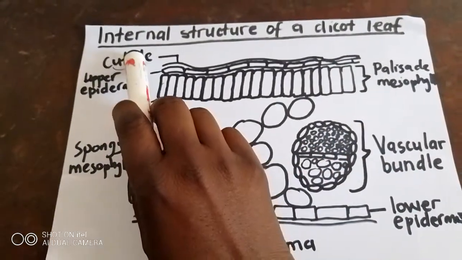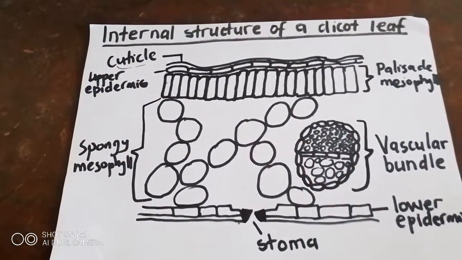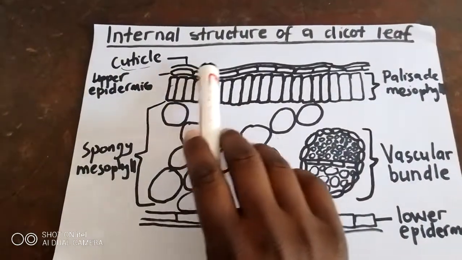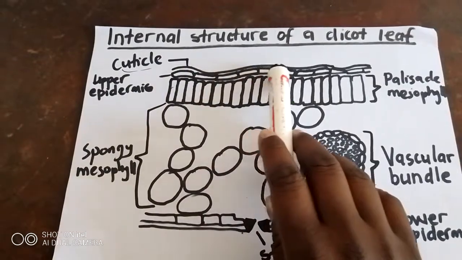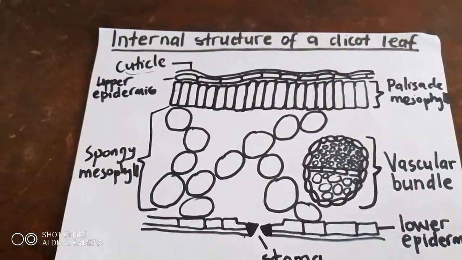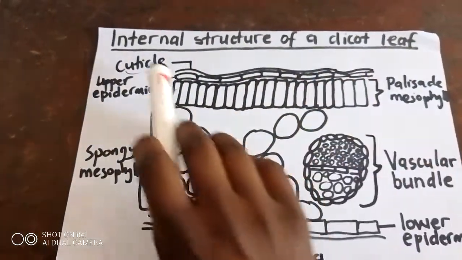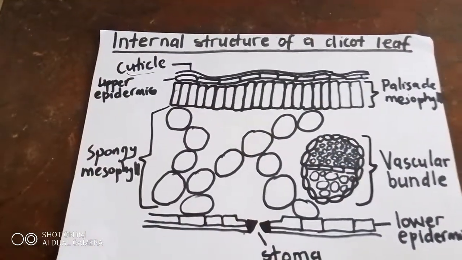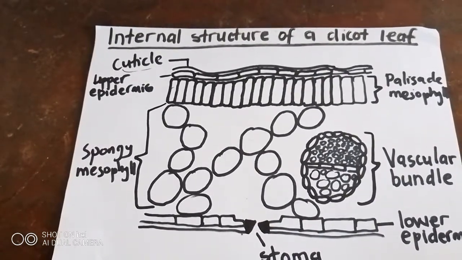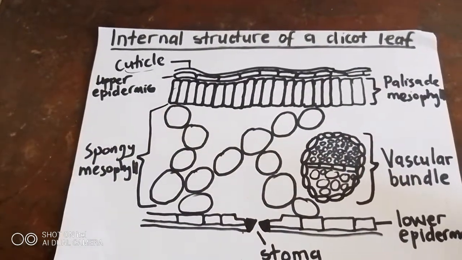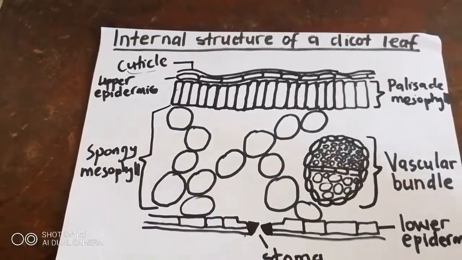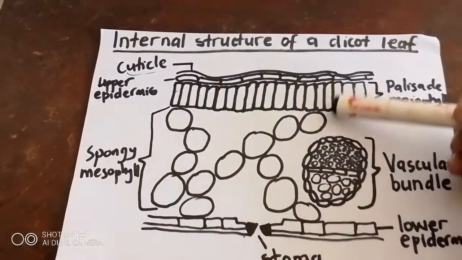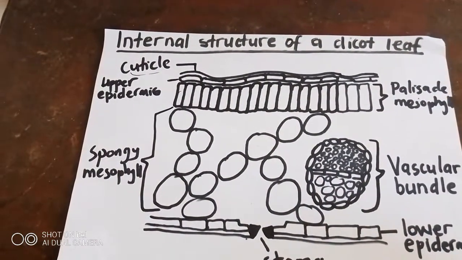So we're going to start with the cuticle. The cuticle is a wax, and this wax is secreted by the upper epidermis, or the cells of the upper epidermis. Alright, so the upper epidermis is the layer that is found just before the cuticle layer. And the function of the cuticle layer is that it acts as a waterproof. It waterproofs the leaf, meaning that it prevents water being lost through evaporation from the leaf tissues.